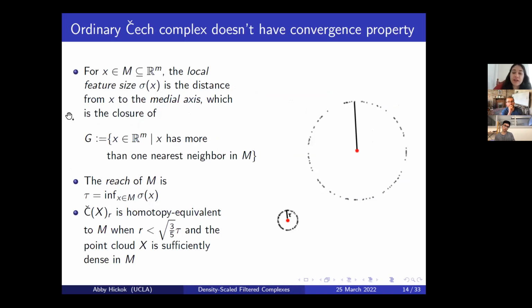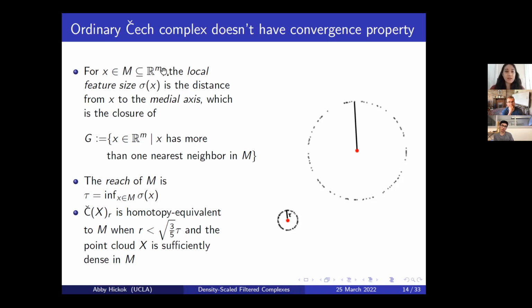Okay, right, and so the usual Čech complex does not have this convergence property. It does have a theoretical guarantee. This is, I think, a well-known result from Weinberger et al. So we can talk about the theoretical guarantee it does have in terms of the reach of the manifold.